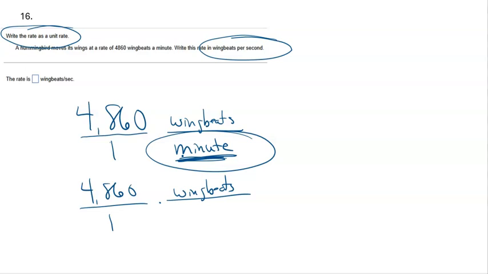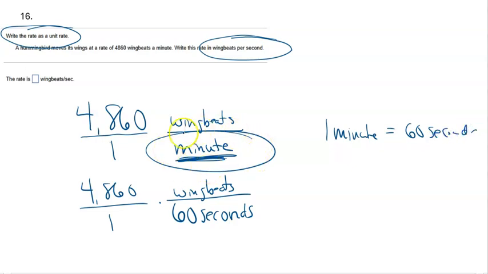So 1 minute, I'm trying to change to seconds. So I'm going to replace the 1 minute with 60 seconds, again, because we know 1 minute is equal to 60 seconds. So I'm really just doing a substitution for that word right there, 1 minute, and I'm substituting an equivalent 60 seconds. If you think about what we have here, we have 4,860 over 1 times wing beats over 60 seconds.